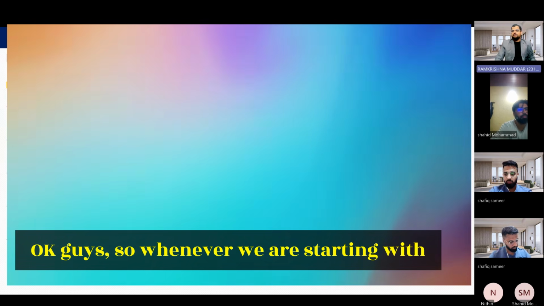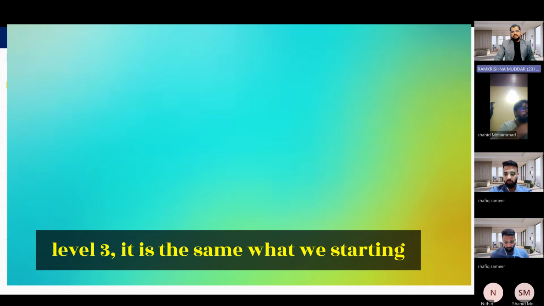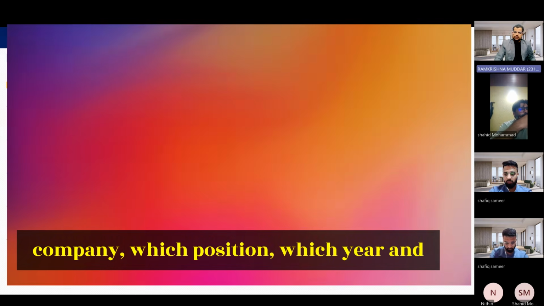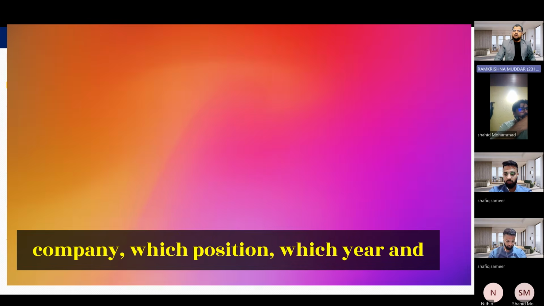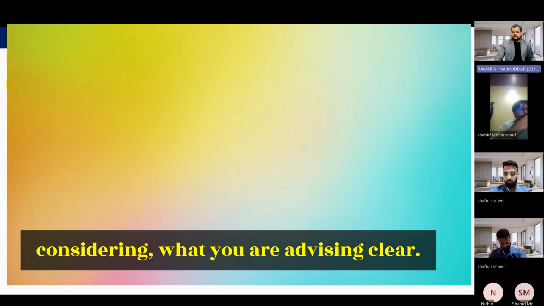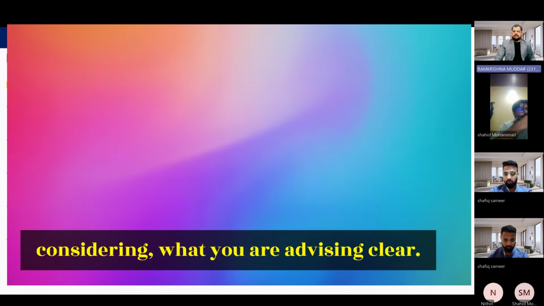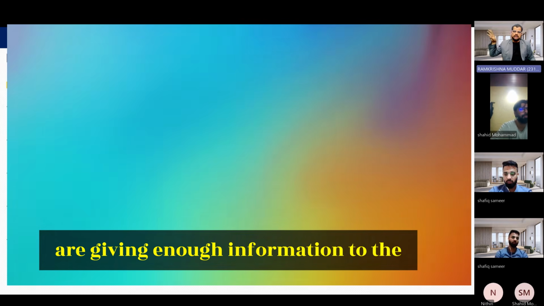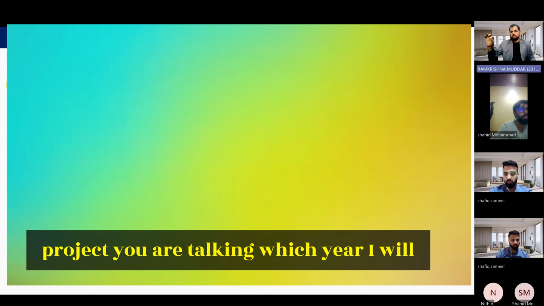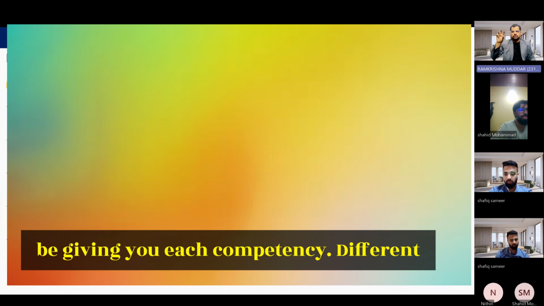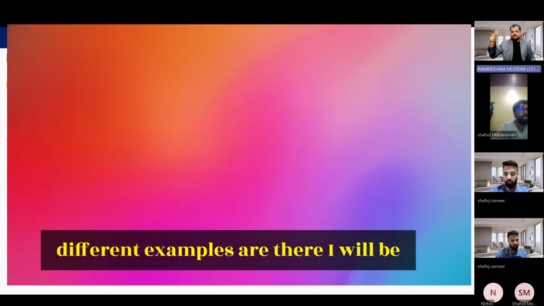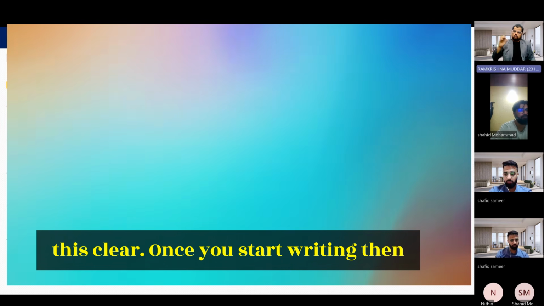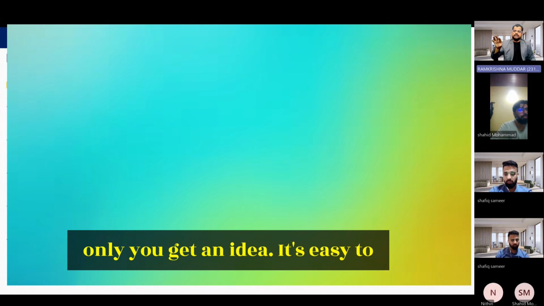Okay, guys. Whenever we are starting with level 3, it is the same as we start with level 2. You need to tell which company, which position, which year, and what is the thing you are considering, what you are advising. Clear? So make sure that you are giving enough information to the assessor. That is more important. Which project you are talking about, which year. I will be giving you each competency, different examples are there. I will be sharing with you. So don't worry about this. Clear? Once you start writing, then only you get an idea.